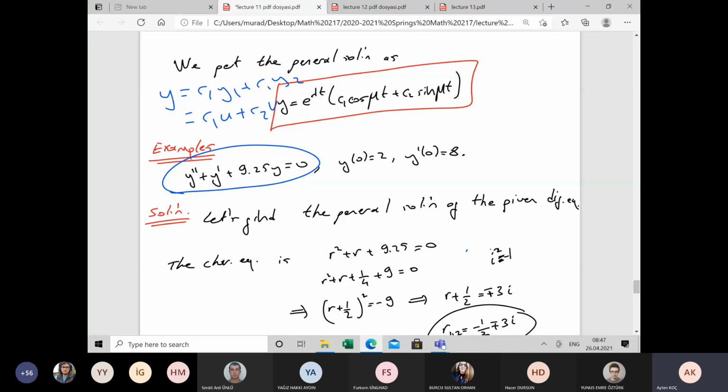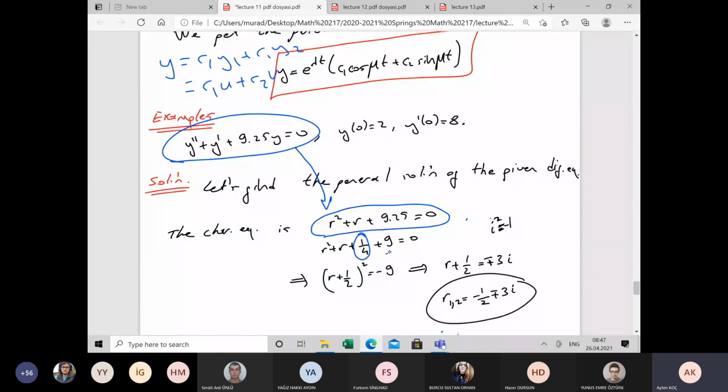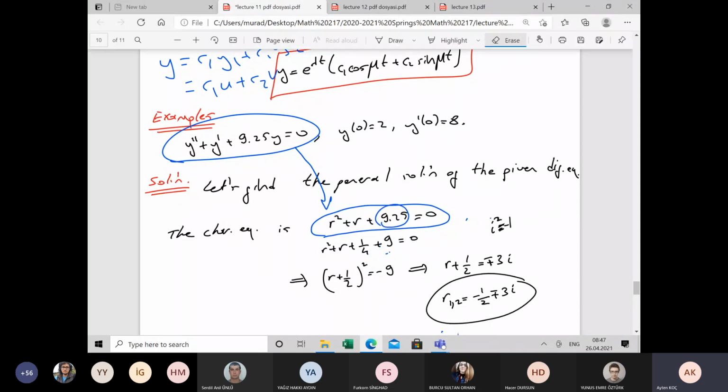Our aim is to find the solution. So rewrite this one as r squared plus r plus 1/4 plus 9. So we obtain this, and this part gives (r + 1/2) squared, and this one gives minus 9, so (r + 1/2) squared is minus 9.